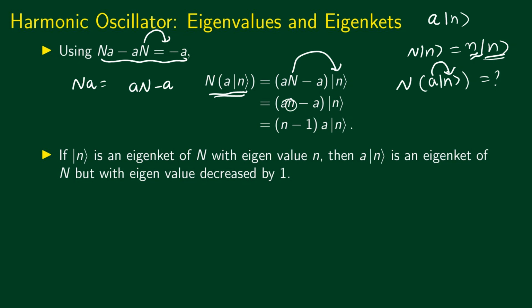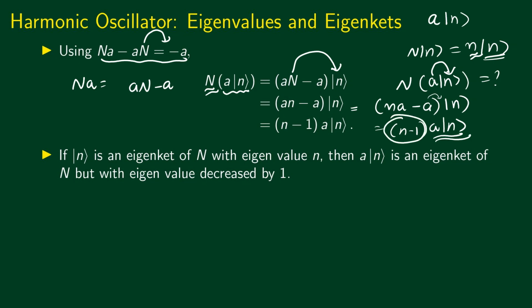Now this n is a number and commutes with the operator, so we can write this also as na minus a acting on ket n. Now we can pull out this a and we see that this is equal to n minus 1 multiplied by a ket n. So we started with the state a ket n and acted the number operator on it, and we see that we get exactly the same state multiplied by a number.